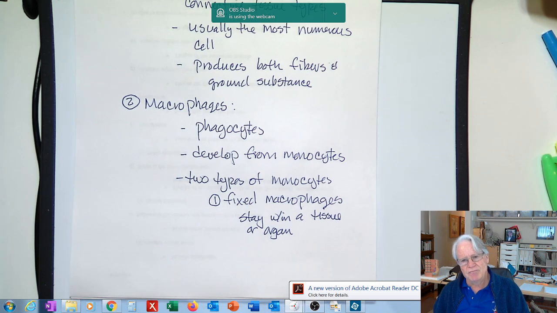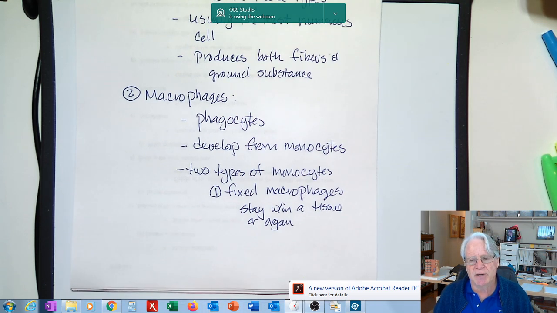A good example would be a type of cell that would enter into the lungs. The common name for them is a dust cell, and they wander along the surface of your respiratory membrane. Whenever they run into some sort of matter that's not supposed to be there, they engulf it and try to digest it. So this is a fixed macrophage.